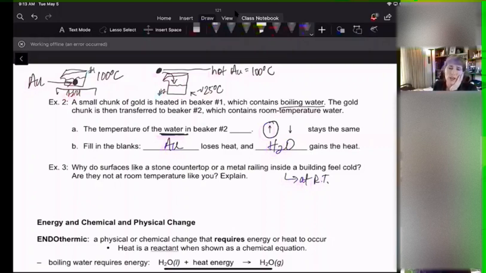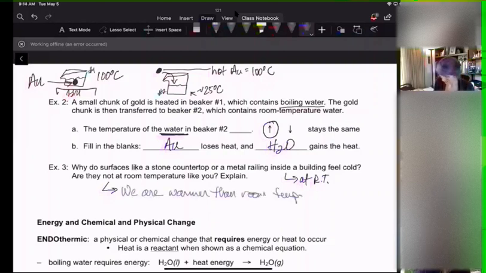So one issue is that the metal will change temperature very easily. It has a low heat capacity, a low specific heat. It just flows that heat right out of you. Is your body at room temperature? No, we're warmer. And then that heat flows easily into the metal or the marble.